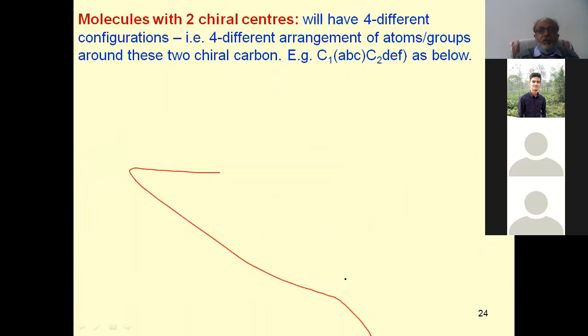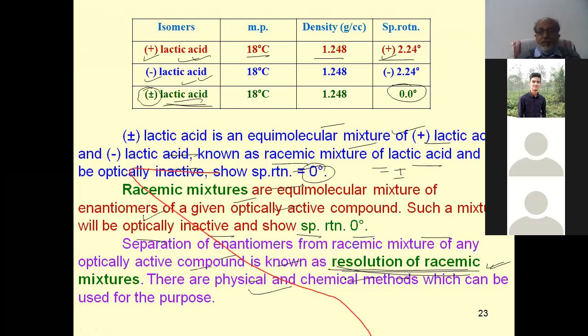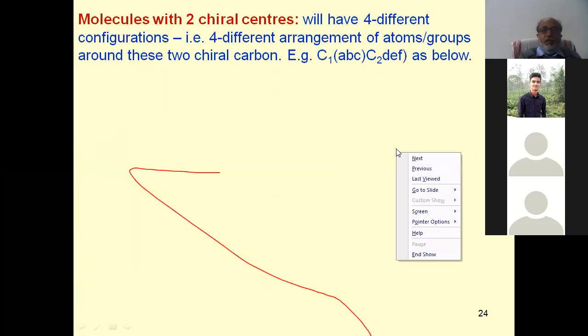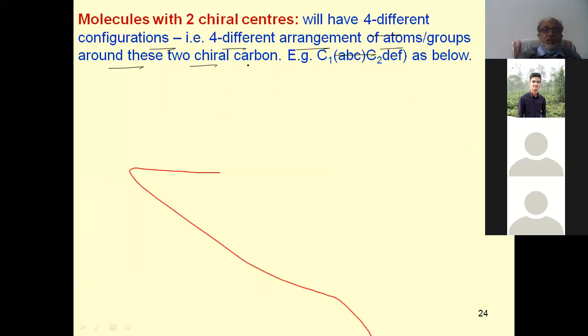Now, we cannot finish it today, but if we quickly come to it: with one chiral center, we have two enantiomers, that is, two optical isomers. Now, suppose we have more than one chiral center, say two, how many optical isomers will there be? A molecule with two chiral centers will have four different configurations, that means four different arrangements of atoms and groups around these two chiral centers.